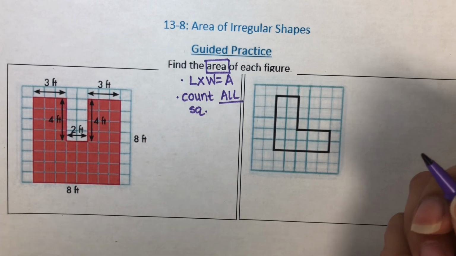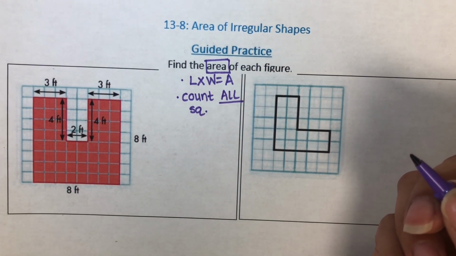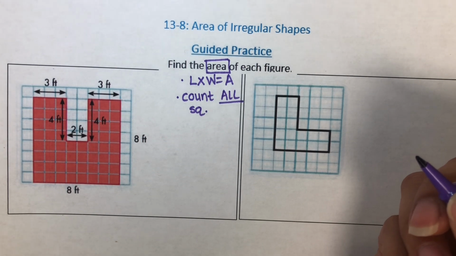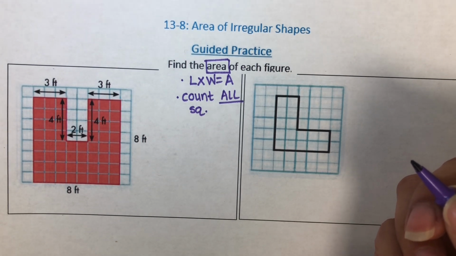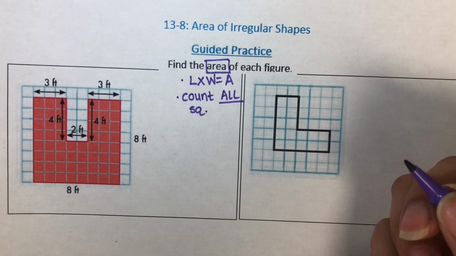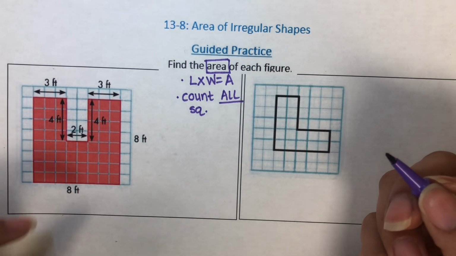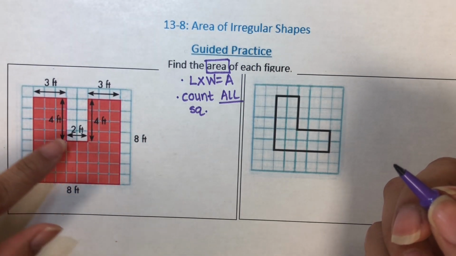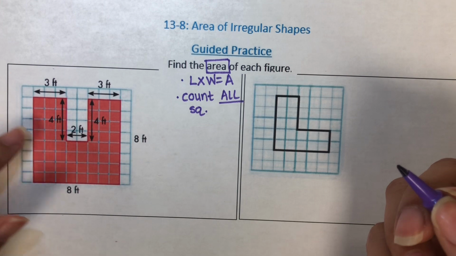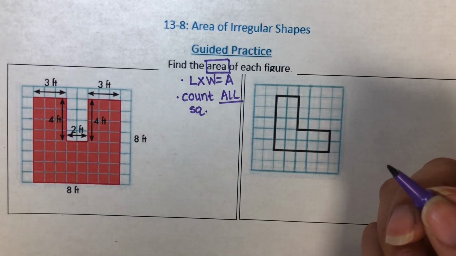Now, these shapes that we're going to be looking at are going to be irregular. They're not going to be regular shapes that we're used to seeing. Our first step is to create some regular shapes. And we're talking about rectangles here. So here, this whole entire red area is an irregular figure or shape.